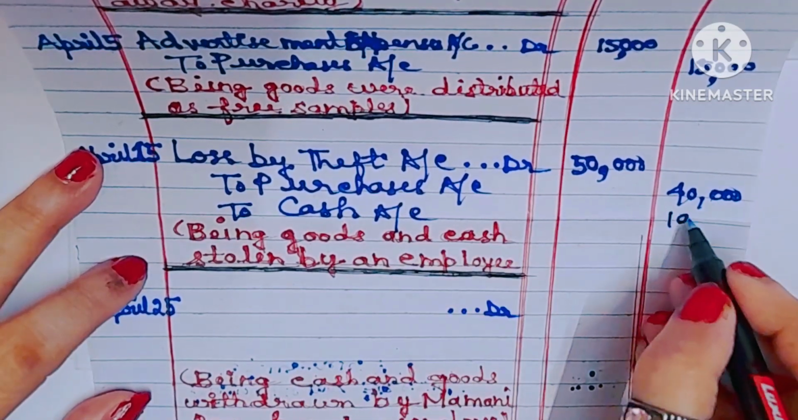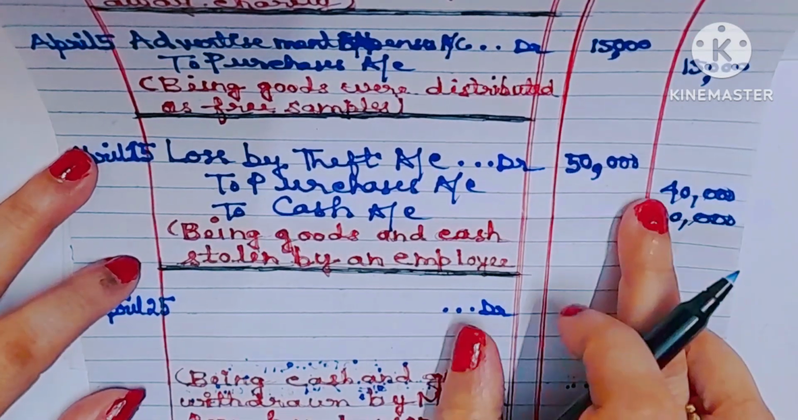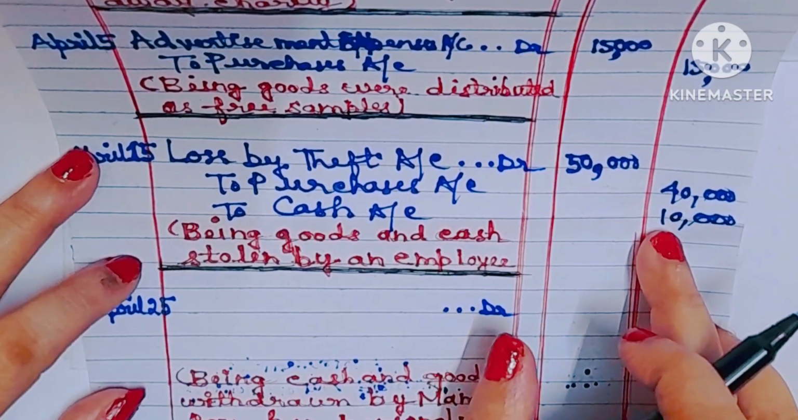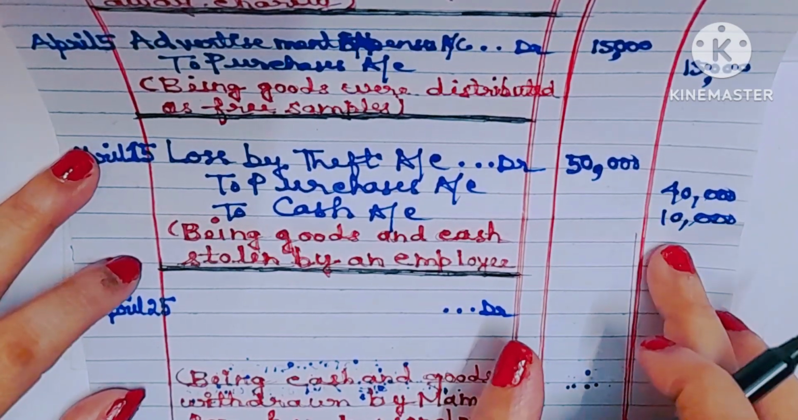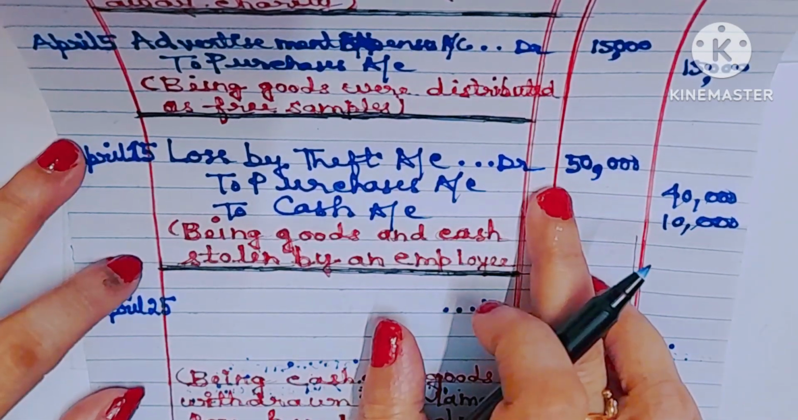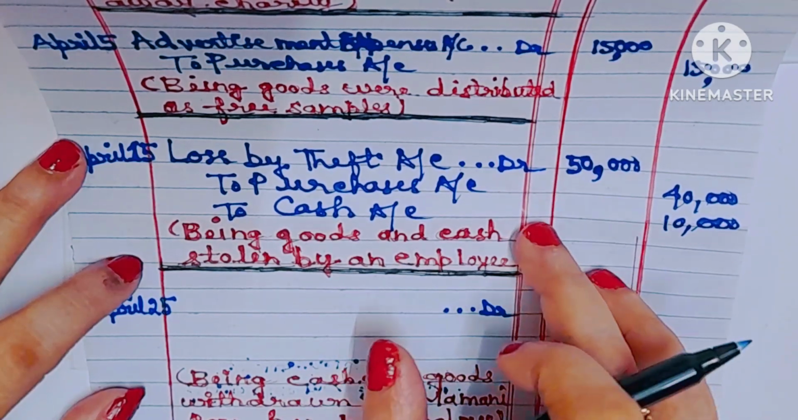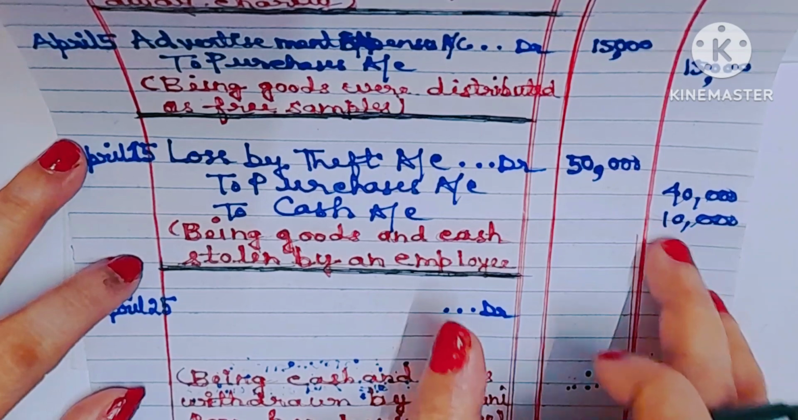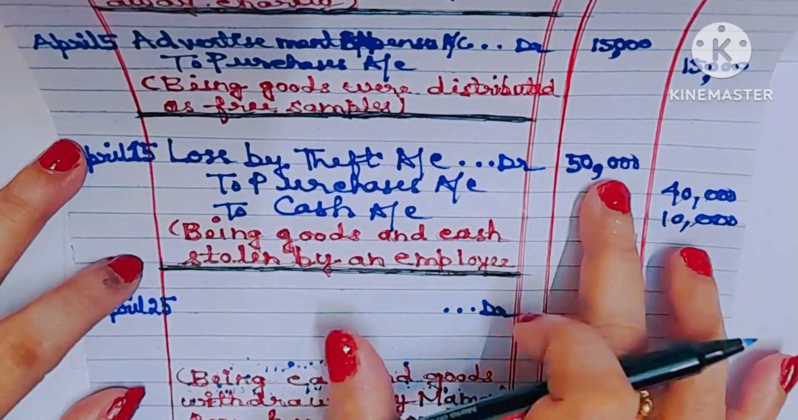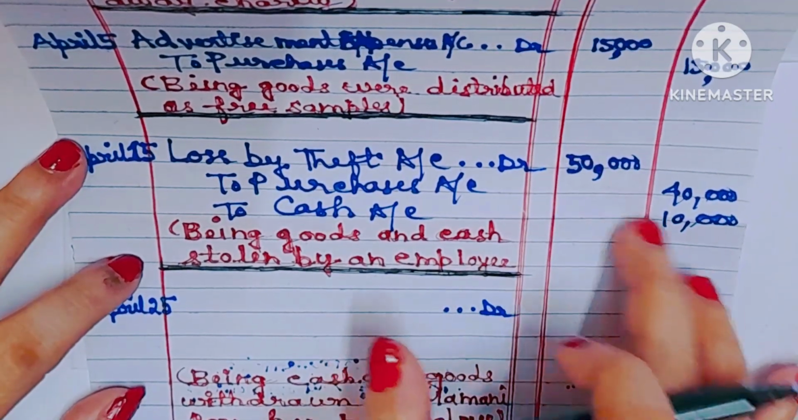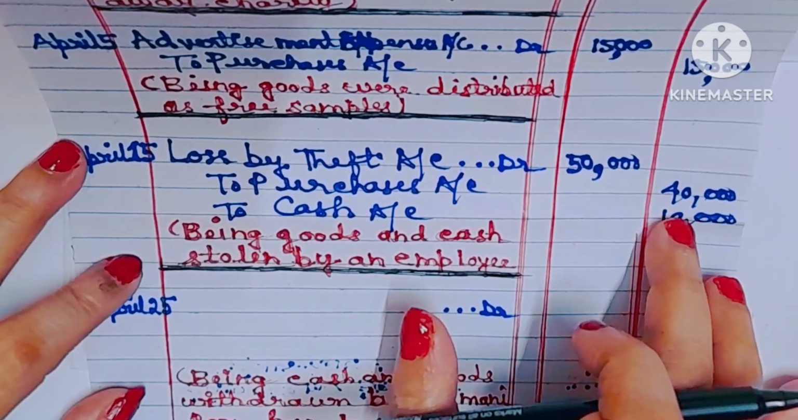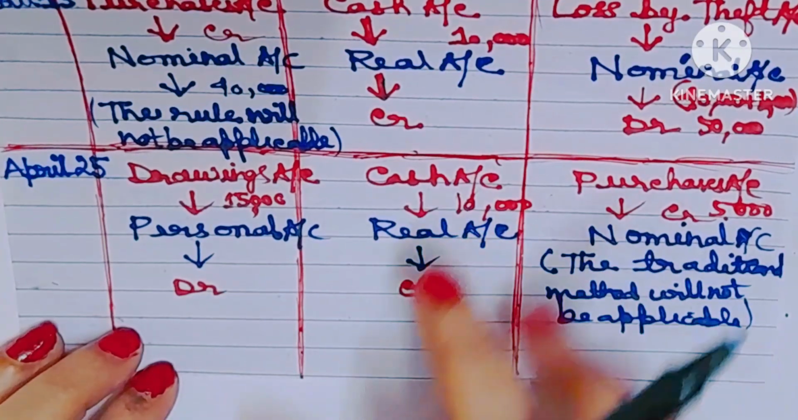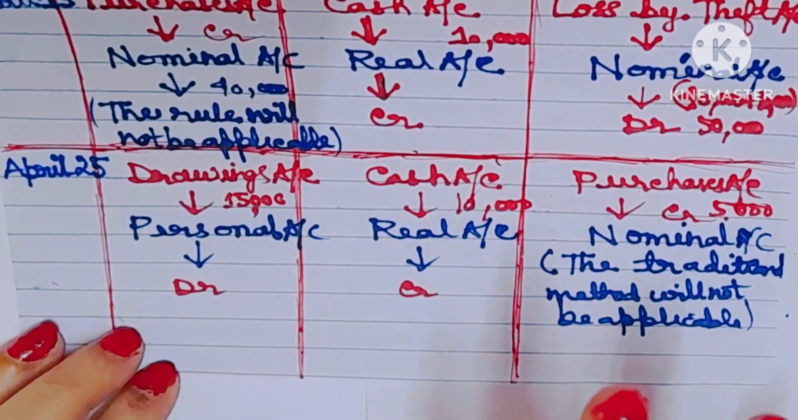See, if you add up these two, 40,000 plus 10,000, it will give you 50,000. So, loss by theft account will be 50,000. Please always remember, debit should be equal to credit. 40,000 plus 10,000 will give you 50,000. Debit should always be equal to credit. Understood? Now, let's see the last transaction, the last rough work.